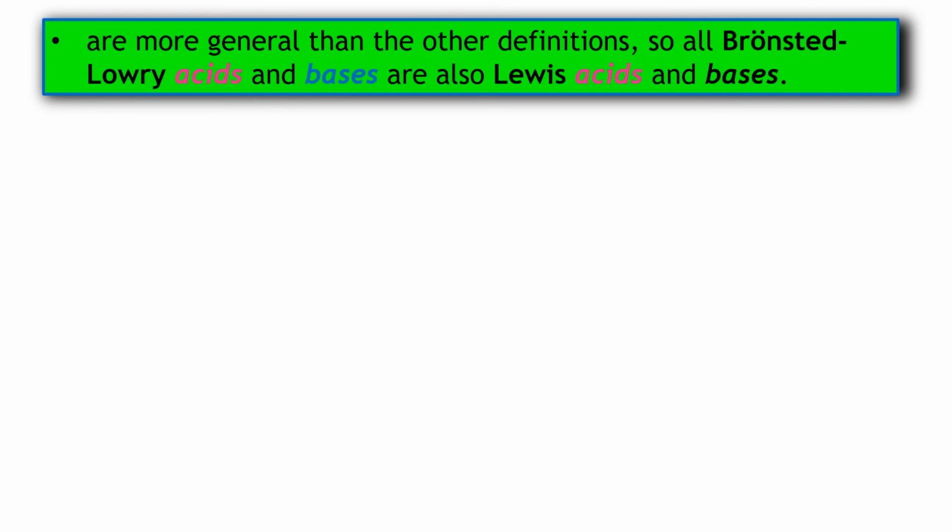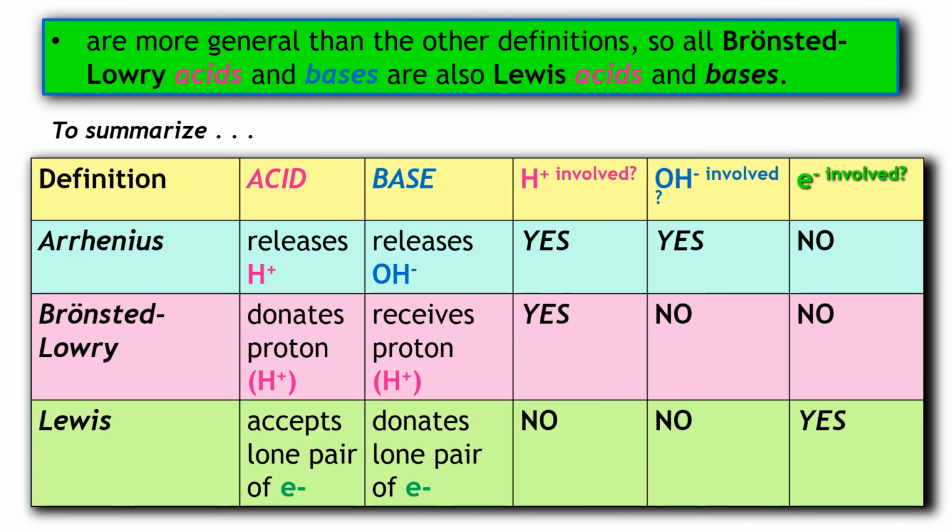Now, the Lewis definition is more general than all the other definitions, so it turns out that all Bronsted-Lowry acids and bases are also Lewis acids and bases, which is convenient. And the differences between them can be summarized in this table. Again, as you can see, the Arrhenius definition involves both H plus and OH minus, but it does not involve electrons. Bronsted-Lowry is only about whether you donate or receive a proton, H plus. And the Lewis definition doesn't necessarily have anything to do with either of the charged particles donated or received. Instead, it's all about whether you're getting or giving the lone pair of electrons.